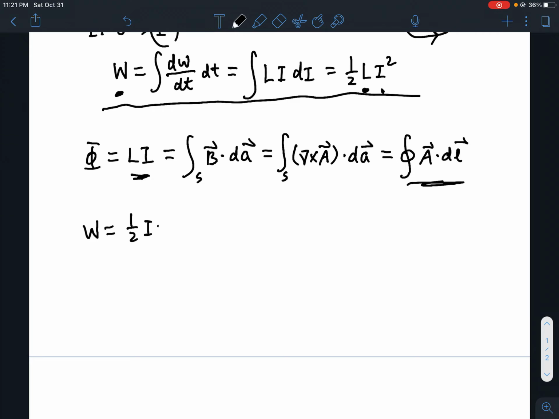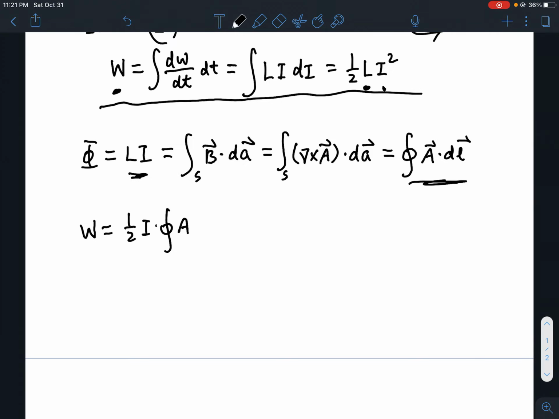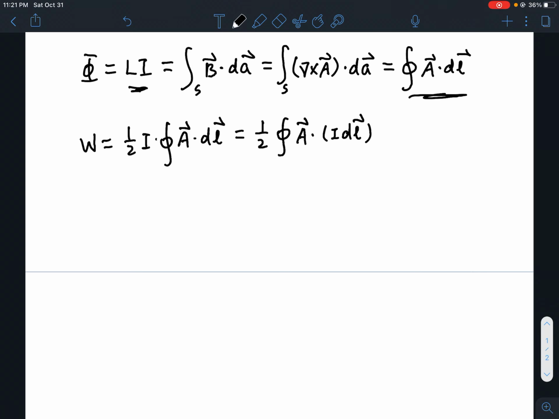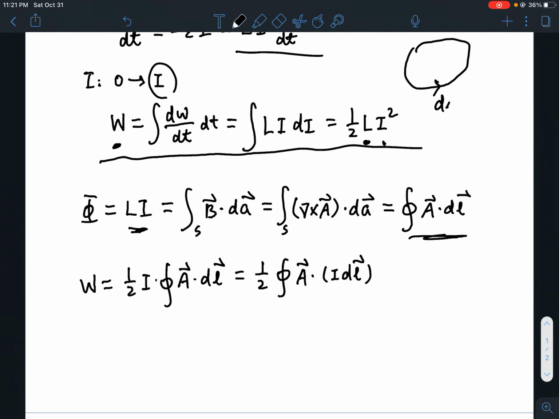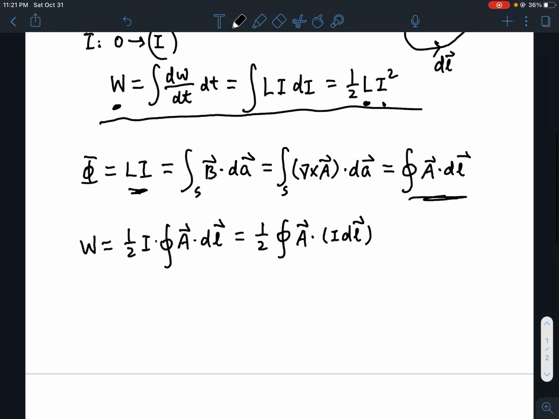So I put one I outside. So we have really A dot dL here. Okay, so what we can do is I dL. Because the current, as we said, is really along this dL direction, we can also write this down as A dot I, which is really the current direction. Then we multiply by dL.